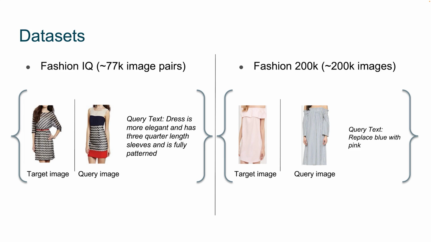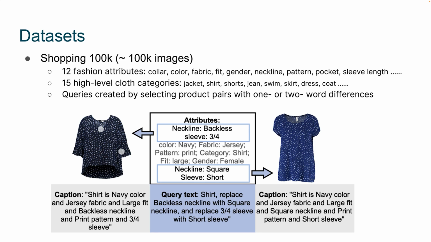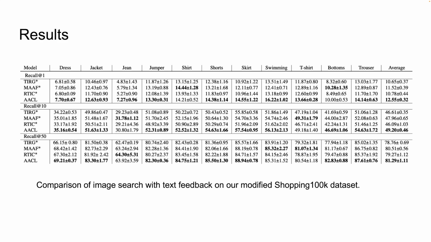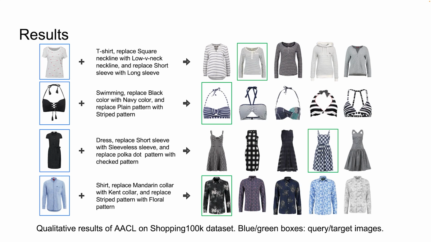We evaluate our model on three datasets, FashionIQ, Fashion200K, and our modified version of Shopping100K, which features a wider range of fashion categories and attributes, resulting in an additional challenging benchmark. We show the results on three fashion datasets. Extensive results show that our model achieved state-of-the-art results on all three datasets.